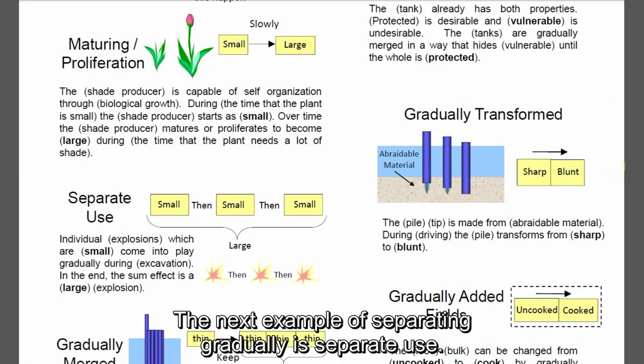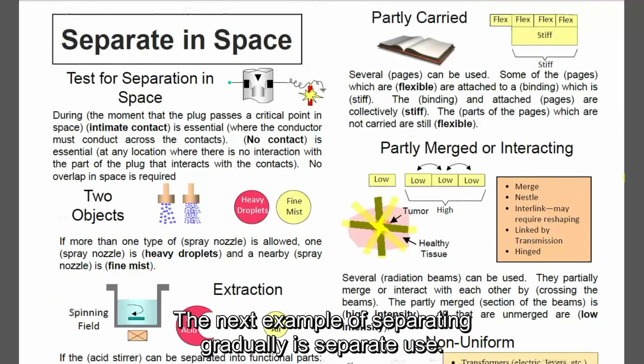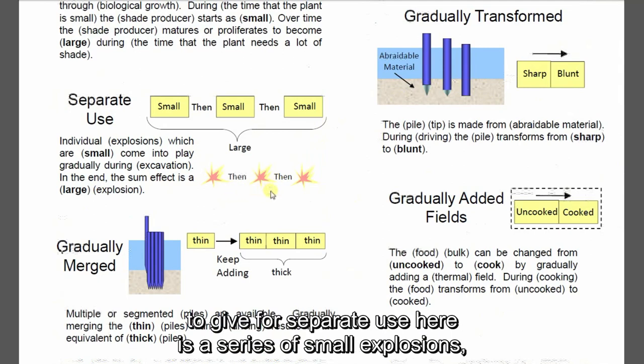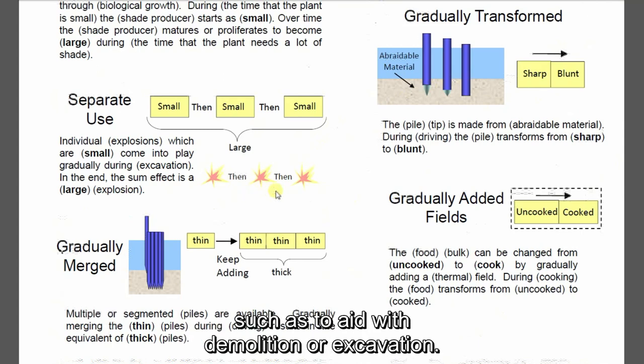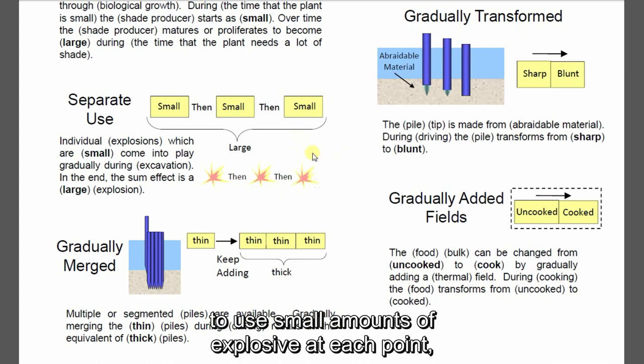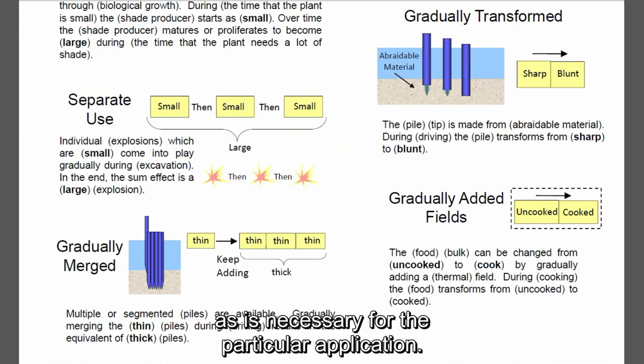The next example of separating gradually is separate use. The example that they want to give for separate use here is a series of small explosions, such as to aid with demolition or excavation. You may need, for various reasons, to use small amounts of explosive at each point, but their accumulated effect can be as large as is necessary for the particular application.